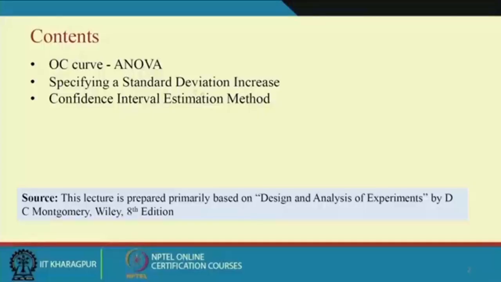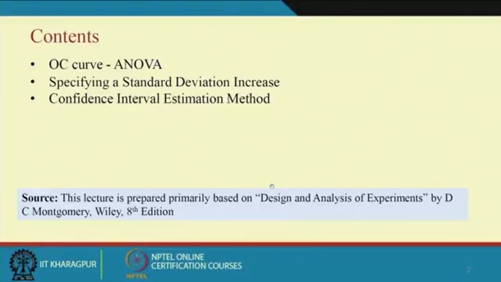Here, it is not a two population case or one population case. As there are a number of labels, it is a number of population case. So that is the big difference from the sample size determination point of view, considering the earlier lecture versus this lecture. We'll see how the OC curve will be used in calculating the sample size in ANOVA. And apart from the OC curve, there are some other ways of finding the sample size, like specifying a particular standard deviation increase, and also we'll use the confidence interval approach we have seen earlier.